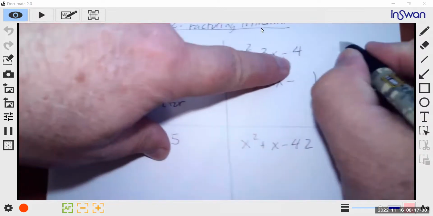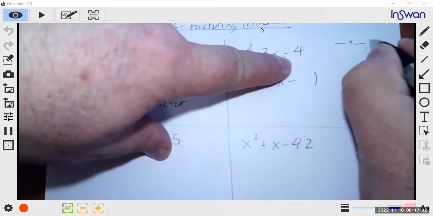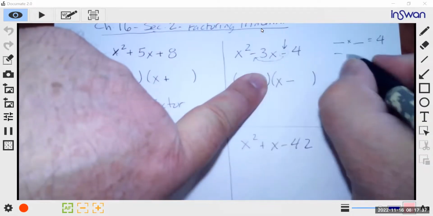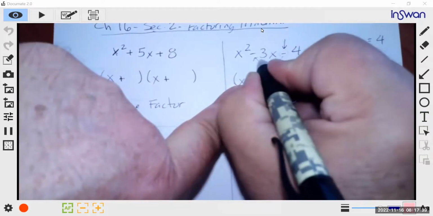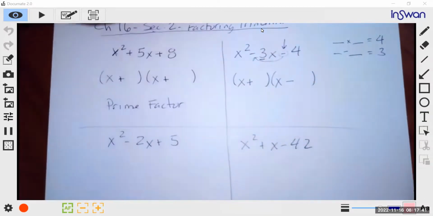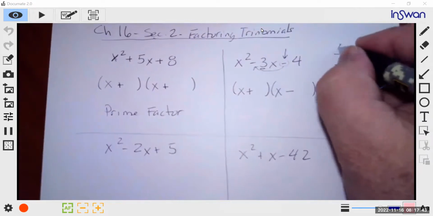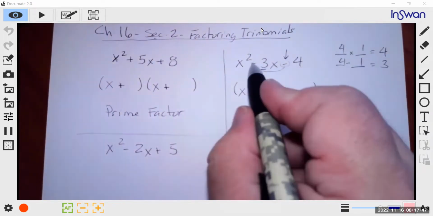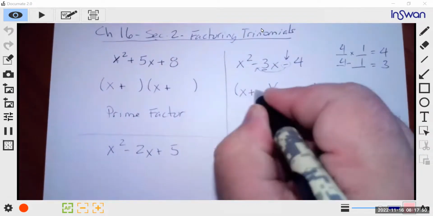So let's figure out what times what equals 4, that when we subtract them, we get 3. Yeah, 4 times 1, 4 minus 1. So the bigger number gets the negative. So it's 4 goes there, 1 goes there.